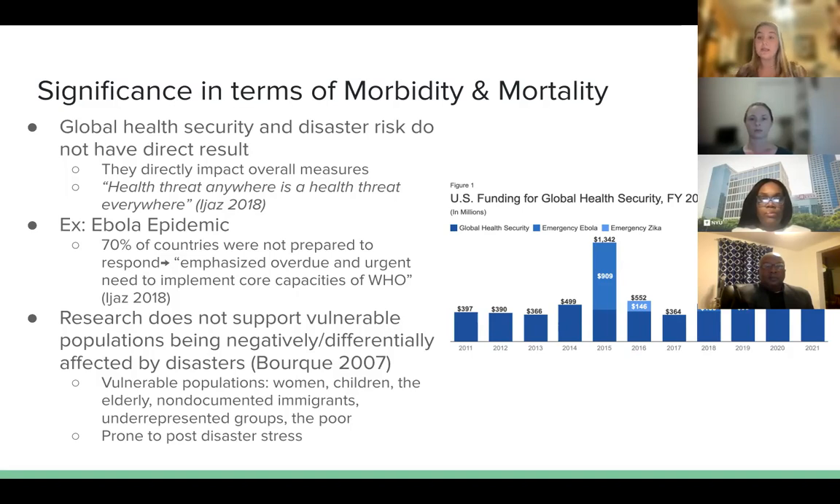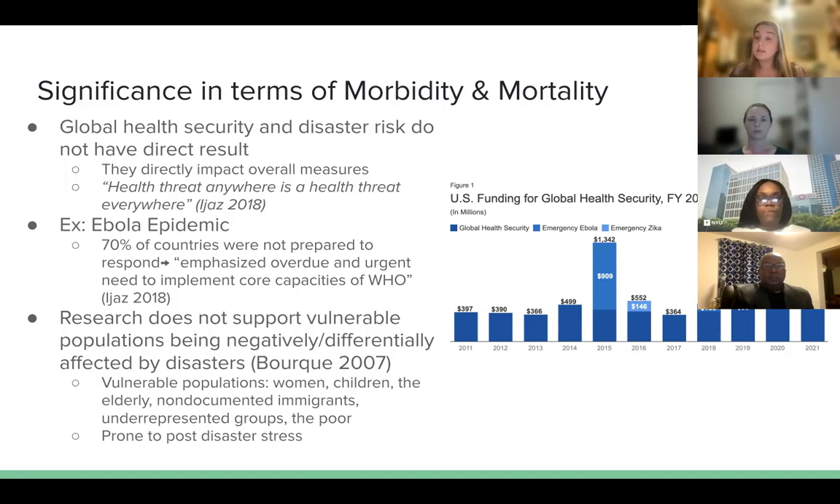Another good example is the Ebola epidemic in 2014, which Katie touched on, in which 70% of countries were not prepared to respond. And so that emphasized the overdue and urgent need to implement core facilities and capacities of the WHO in order to aid everyone dealing with the epidemic of Ebola and how to figure that out and get that reduction and security in place to prevent something like that in the future.